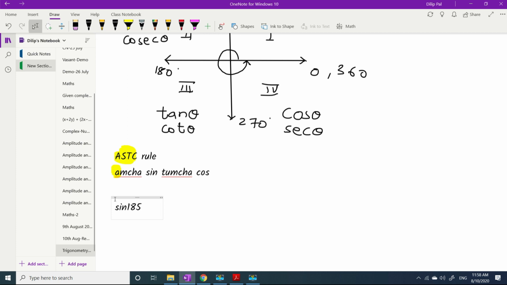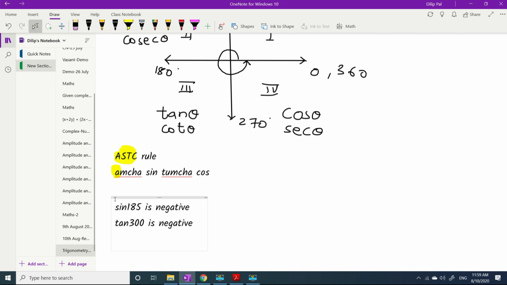So what is sine 185? It is going to be negative. Why negative? Simply because 185 is in the third quadrant, and sine 185 is negative. Now let me ask you another question: what is tan 300? First of all, you have to check where 300 is lying. 300 is lying in the fourth quadrant. Now, is tan positive or negative in the fourth quadrant? It is negative. So tan 300 is negative.